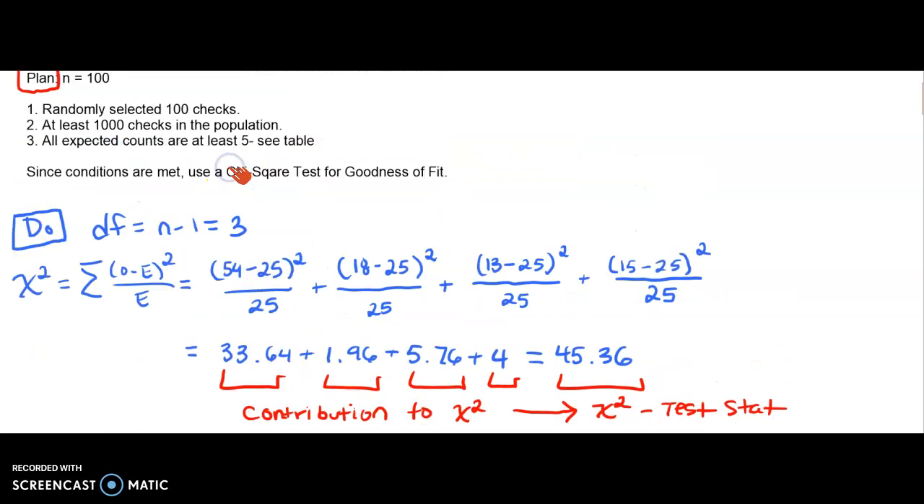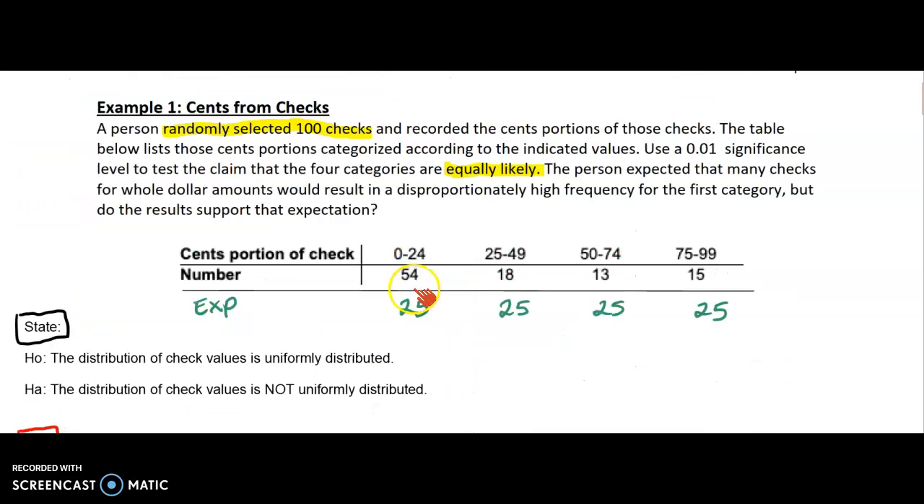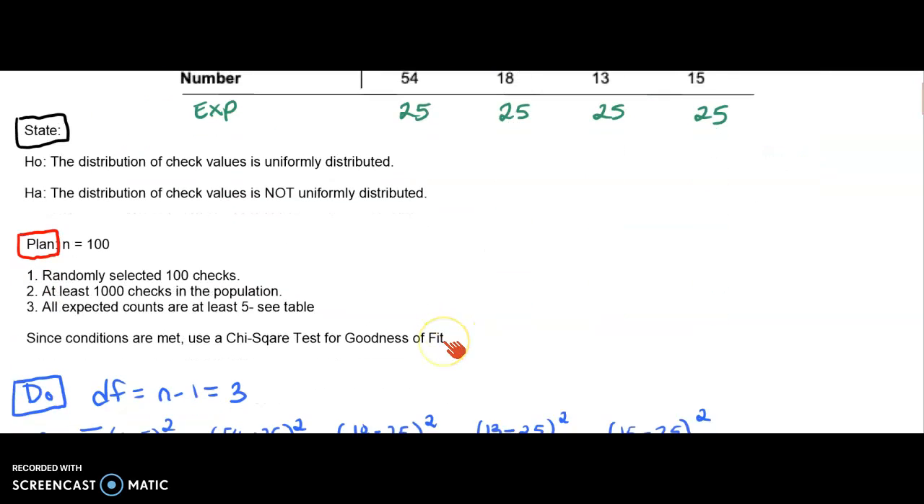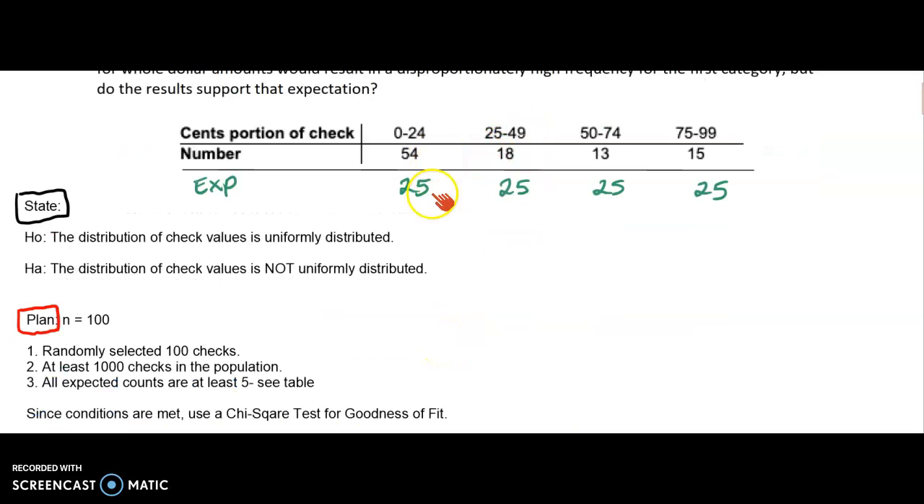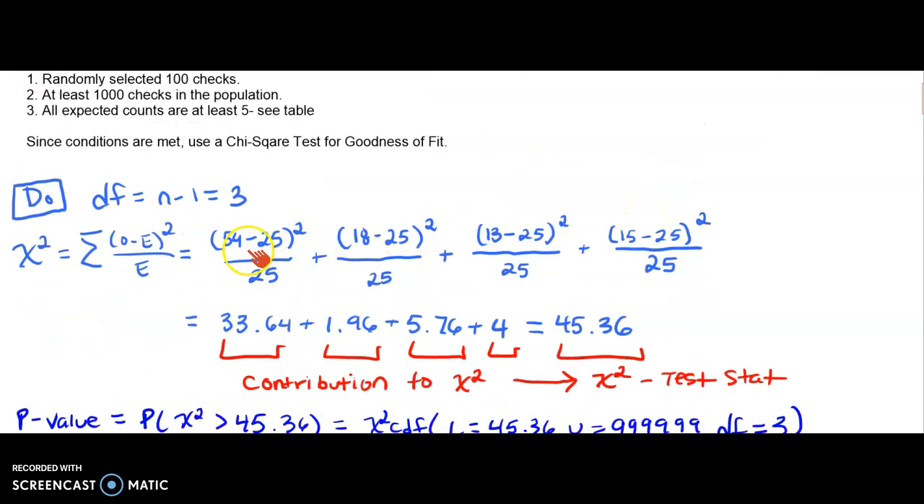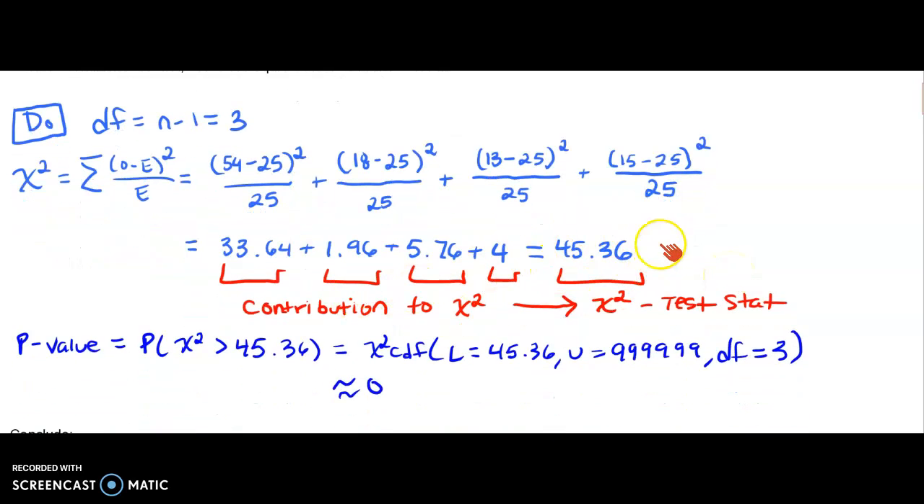So observed is what we see in the distribution. So 54 minus my expected, squared, divided by the expected. And I repeat that for each category. So notice 54, 25, 18, 25, and so forth. Each category is represented here. I'll sum all of those up and I'll get a test statistic of 45.36.